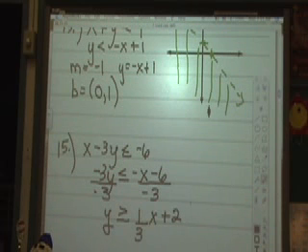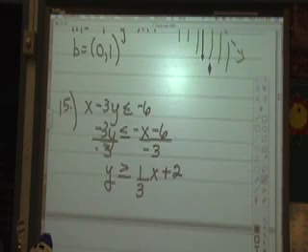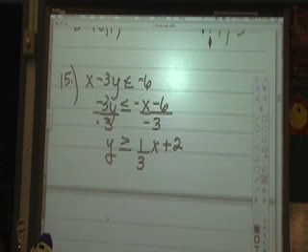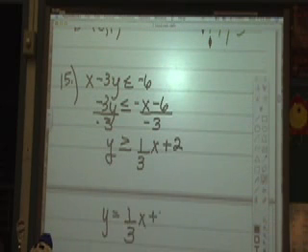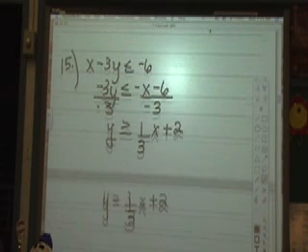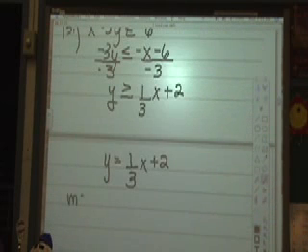What did she remember to do? Change the, not the sign, but the inequality, because we're dividing by a negative number. So the boundary equation is what? Y equals 1/3 x plus 2. And the slope is 1/3, and the intercept is 0, 2.